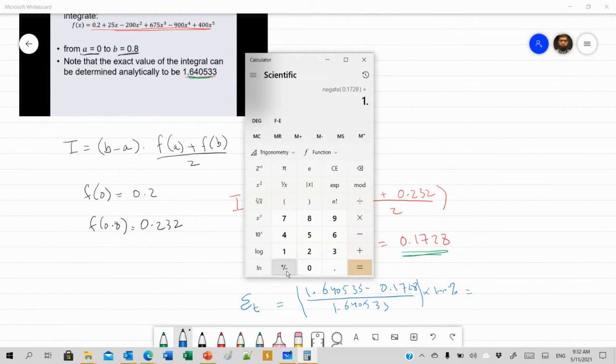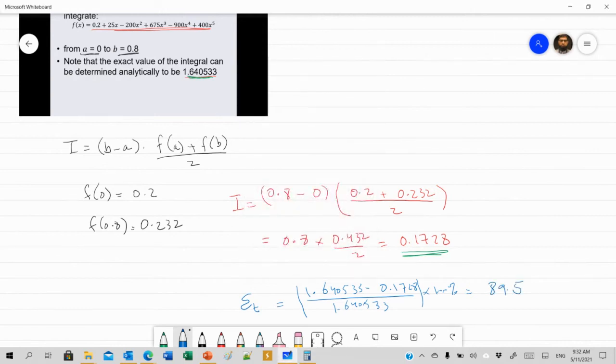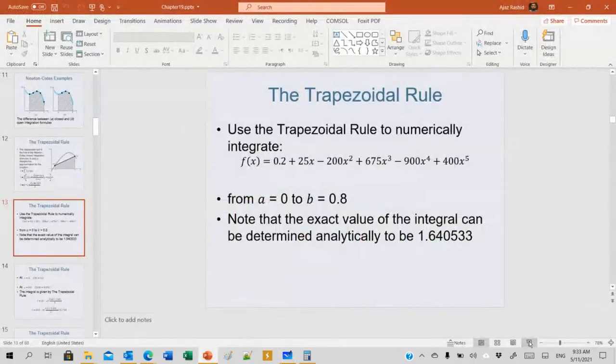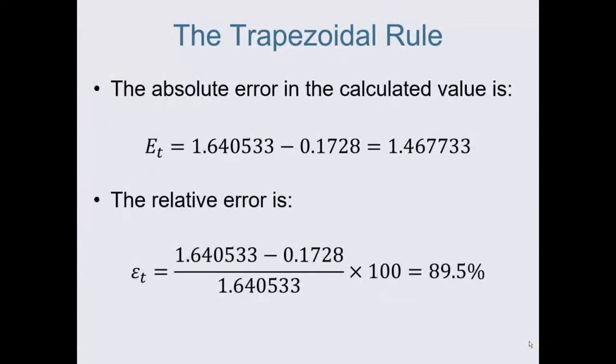Plus 1.64053 divided by 1.64053. Oh, 89.5%. So we have an error of 89.5% when we apply the trapezoidal rule to find this value. You can see the actual value is 1.64. We have found 0.17. It's almost 1/10 of the actual value. So this is the application of the trapezoidal rule.